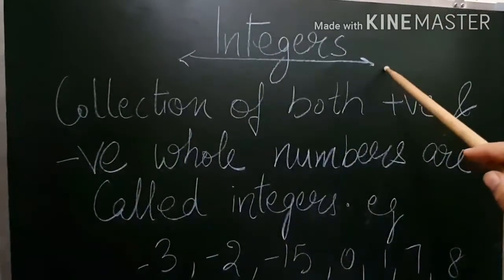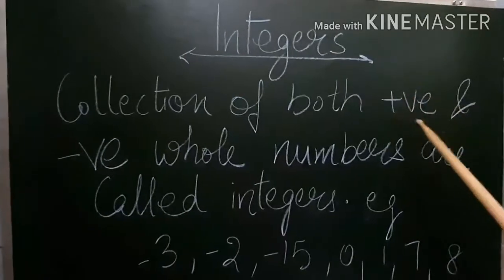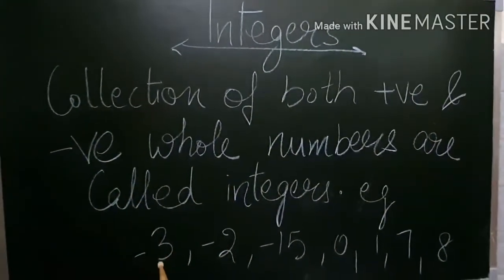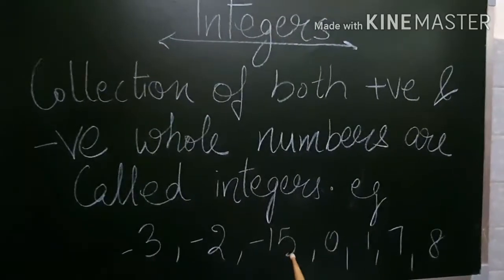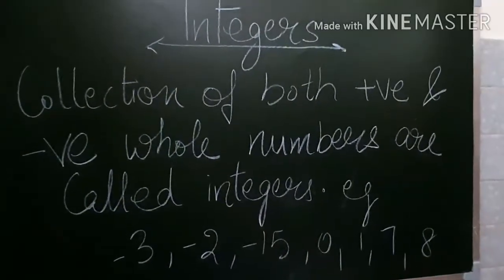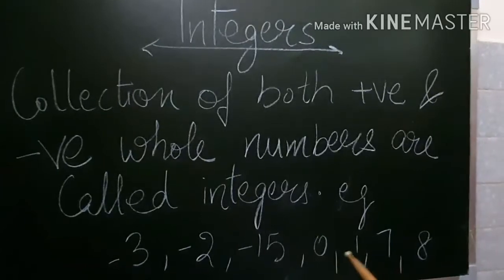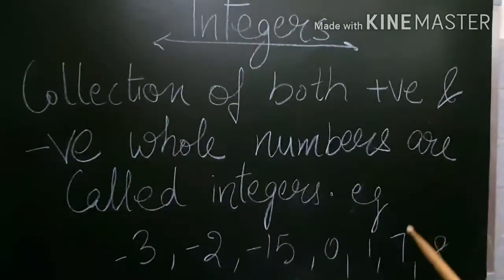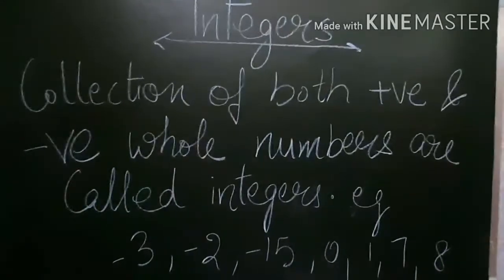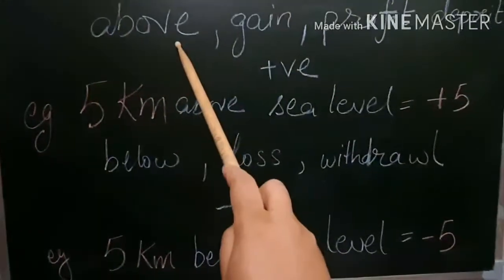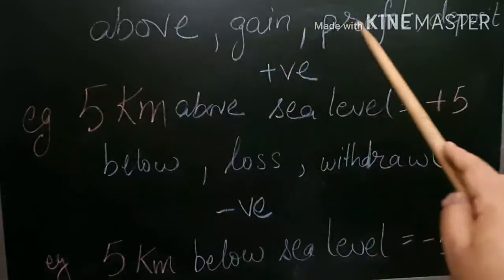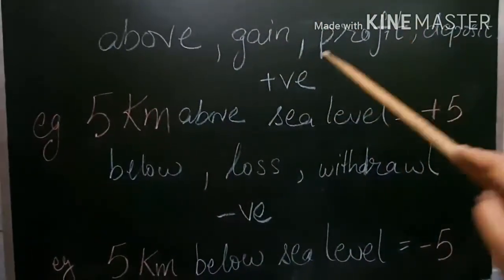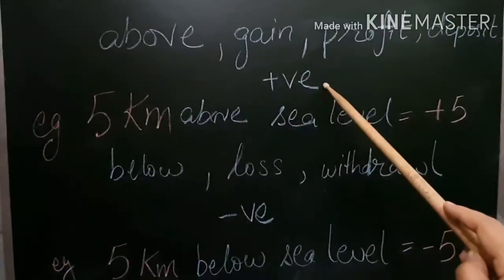In integers, it is the collection of positive as well as negative whole numbers like -3, -2, -15, and so on. 0, 1, 7, 8. These all numbers come together and form integers. Words like above, gain, profit, deposit. These terms are used for positive integers.